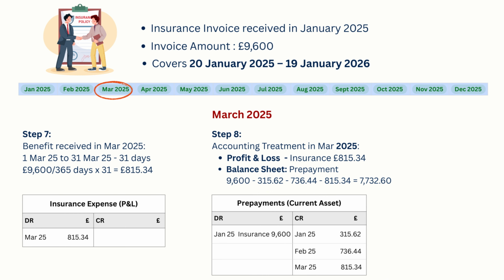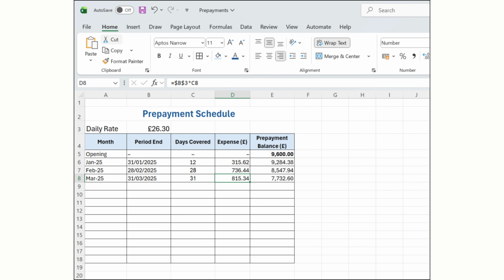March works exactly the same way. The only thing that changes is the number of days in the month. March runs from the 1st of March to the 31st of March. The insurance is active for the entire month, so we use 31 days of insurance in March. Again, we are focusing on usage, not payment. We already know the daily rate, £9,600 divided by 365 days. Daily rate multiplied by 31 days gives us £815.34.